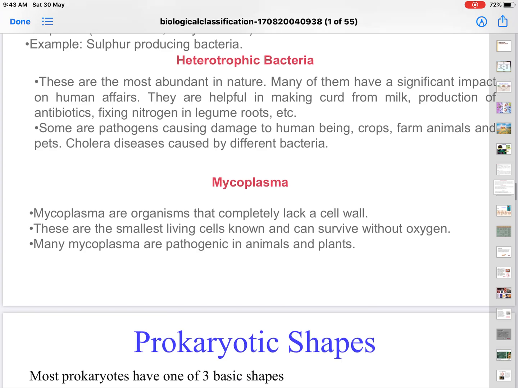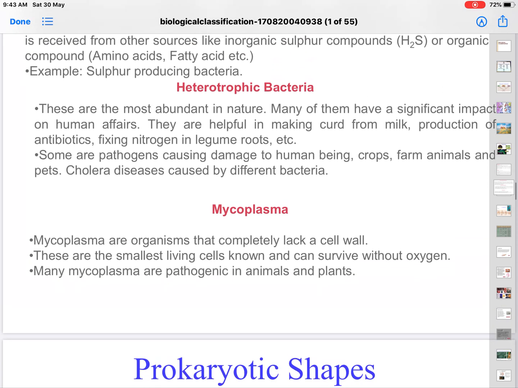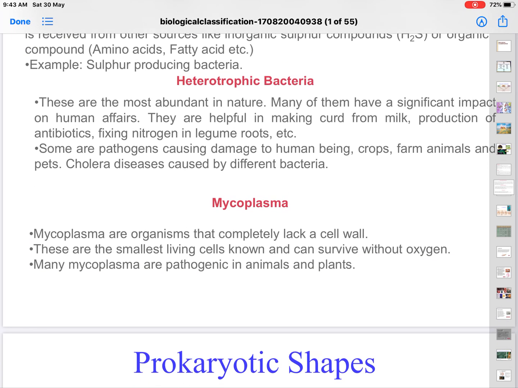Now we come to mycoplasma. Mycoplasmas are the simplest and the smallest of all the free living prokaryotes. They can survive without oxygen. Please remember this. This is a UPSC question. Organisms that survive without oxygen: mycoplasmas.